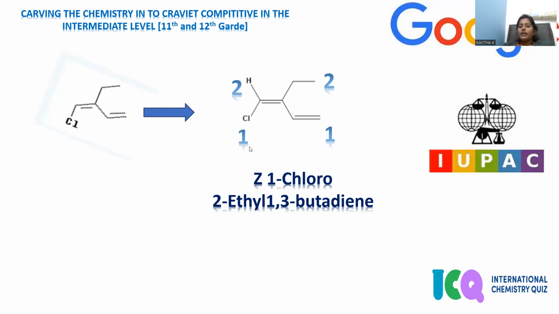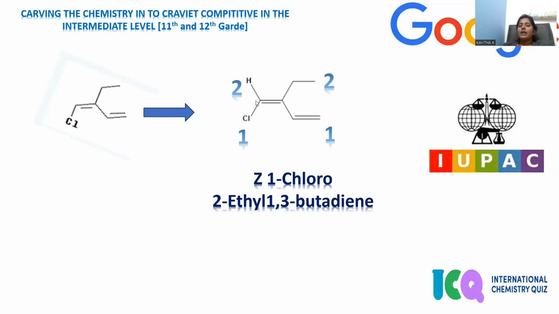After getting this priority, if you see overall, two priorities are on the same side. Two higher priorities are lying on the same side, so let me put Z. Z for Zusammen, which indicates two higher priorities lying on the same side. This is the way Z is assigned. After getting Z, the entire IUPAC name is to be assigned.